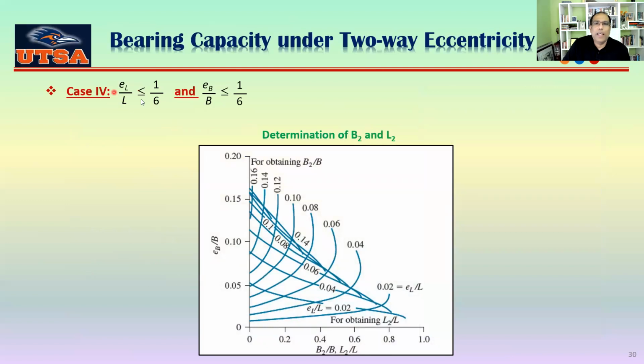Now this one is your case 4, when your EL by L is 1/6 and EB by B is equal to 1/6. But how you can find out your B2 and L2, that's what is given here. And once again, this is your EB by B, and this is your EL by L. This one is for obtaining B2 by B, and this one is to obtain L2 by L. So ones are like these equations, like these lines. The others are like these lines.